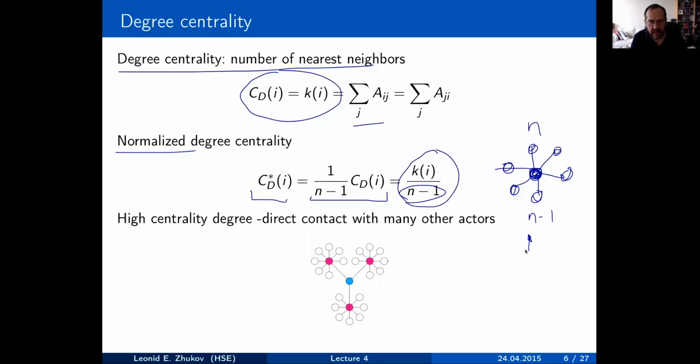Okay? Now, sometimes it is not the intuitively, geometrically centered node that has the highest degree centrality. On this little figure, you see that these pink colored nodes, all three of them, have equal high degree centrality. So the notion of degree centrality is really about direct contact, right? The number of nearest neighbors. The most central node has the largest number of nearest neighbors.